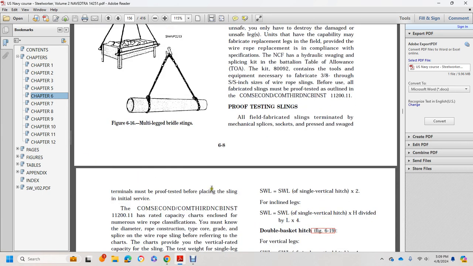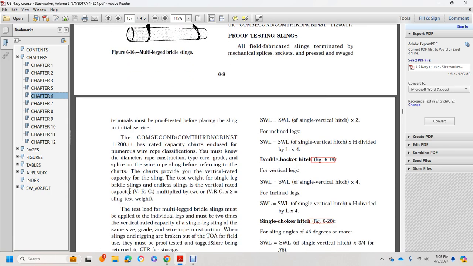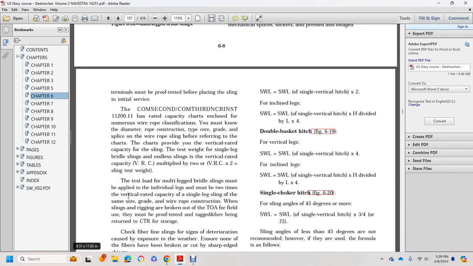Terminals must be proof tested before splicing and swaging, as in the initial service of COMPUSEC 2nd and 3rd NCB Instruction 11211, level 2. Rated capacities are in charts and tables with numbers for wire rope classification. You must know the diameter of the rope, the construction, the type of core, and the grade of the wire rope before referring to the chart. The charts provide the vertical rated capacity of the sling. The test weight of single leg, bridle slings, and endless slings is their vertical rated capacity, or VRC, multiplied by 2. Vertical rated capacity times 2 gives the sling test weight.